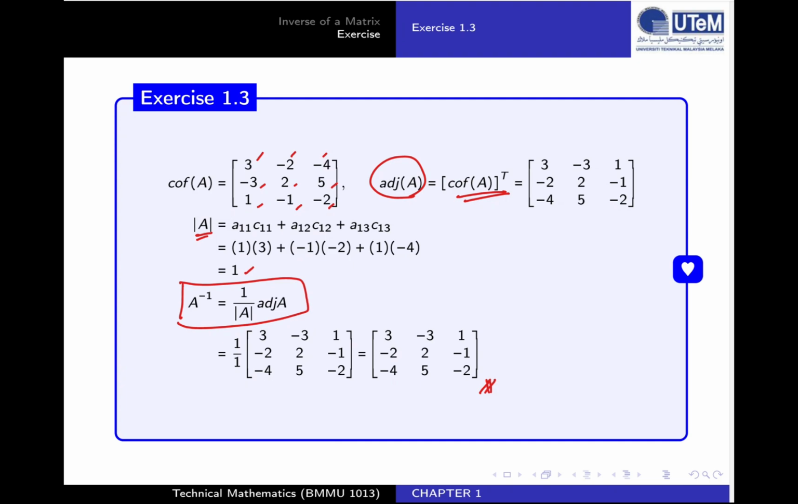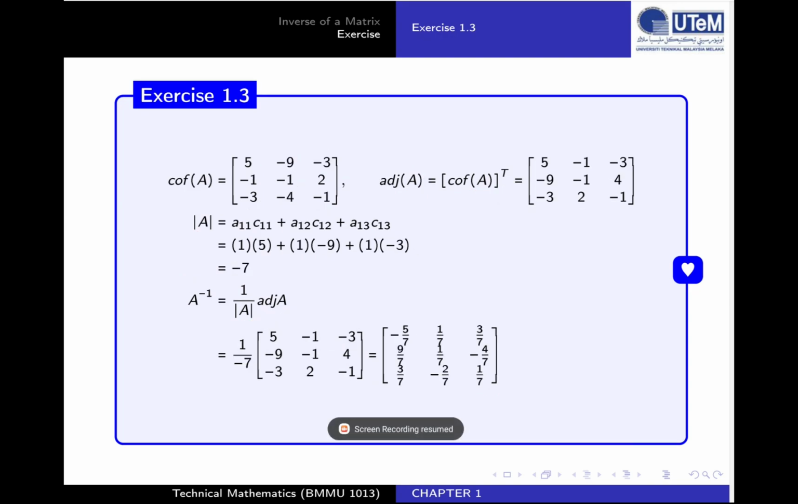So that is the answer for exercise 1.3a. Then the answer for exercise 1.3b is also the same thing. You can get the cofactor of matrix A equal to 5, -9, -3, -1, -1, 2, -3, -4, -1. And then the adjoint equal to the cofactor of matrix A transpose. So you can get this matrix.